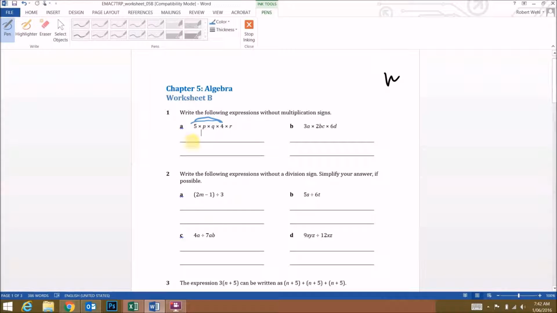All right, so 5 times 4 is 20. And then all our letters come along for a ride in alphabetical order. Okay, same thing here, multiply your numbers together. 3 times 2 is 6, 6 times 6 is 36. And then your variables, your letters, go along for the ride. Okay, there are our two answers there.